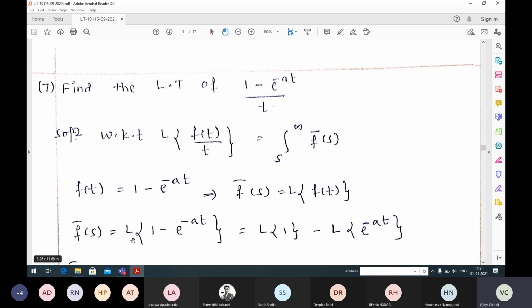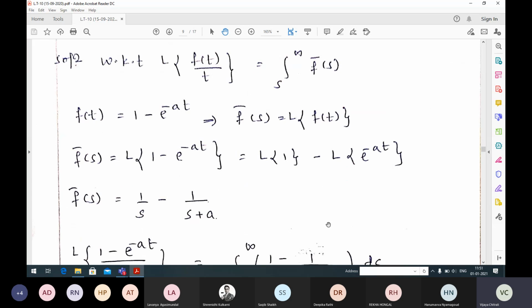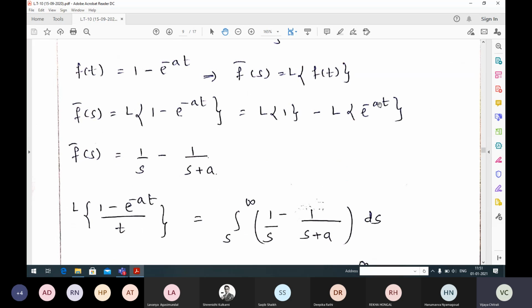We can write this by taking the Laplace transform to both the terms. First the Laplace transform of 1, the negative sign as it is, then the Laplace transform of e raised to minus at. What is the Laplace transform of 1? 1 by s. Minus, what is the Laplace transform of e raised to minus at? 1 divided by s plus a.